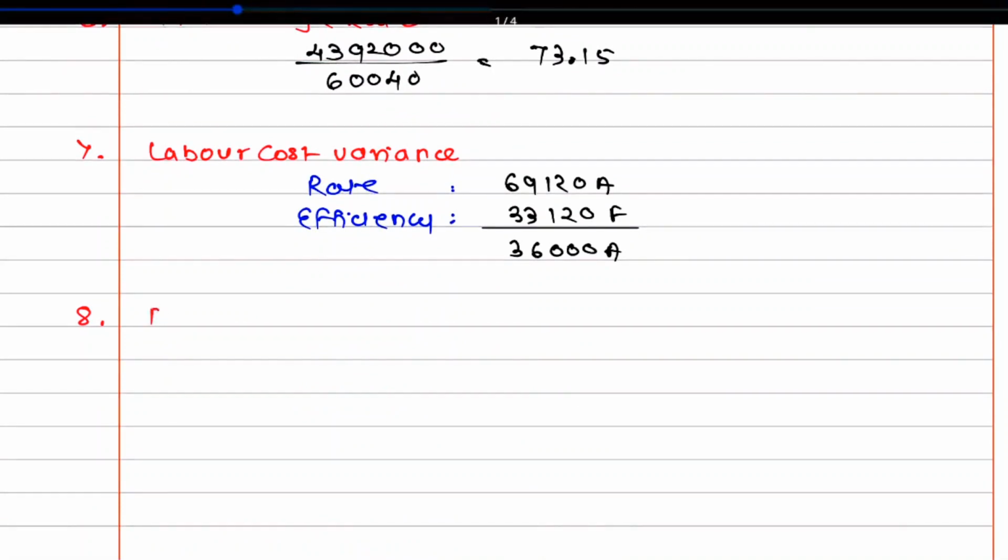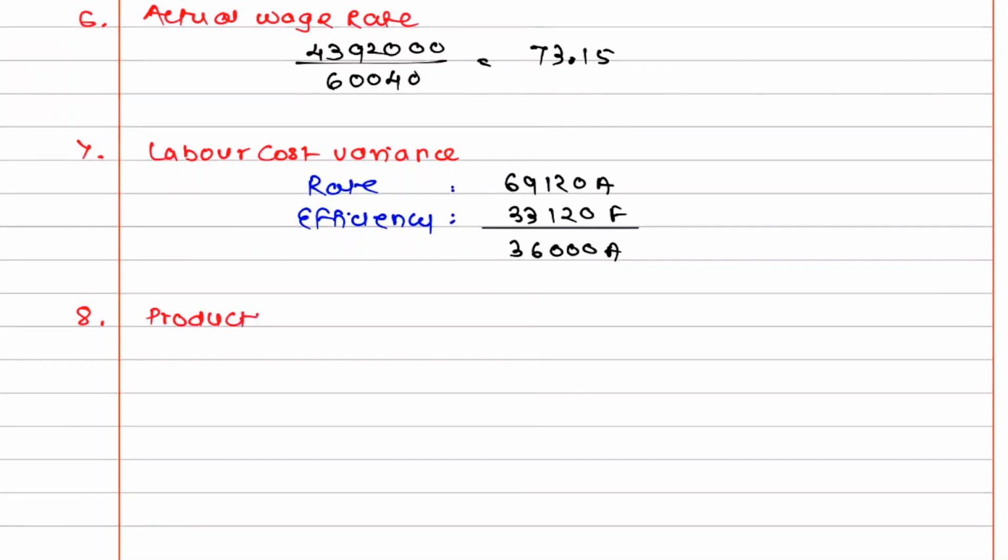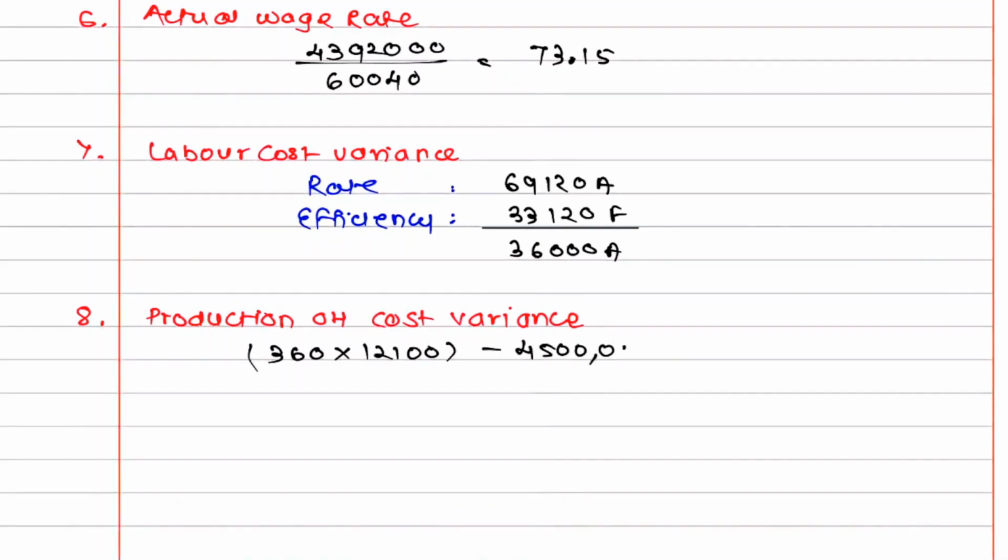Production overhead, cost variance. Sir, how are you gonna get the cost variance? So 360 is my recovery rate for every unit, and I think I have sold 12,100 units, and I have actually spent 45 lakh rupees. So first of all, what is the recovery? Recovered amount is 43,56,000 that came in my pocket. I have spent 45 lakh. So I have spent 1,44,000 extra, that is advance.